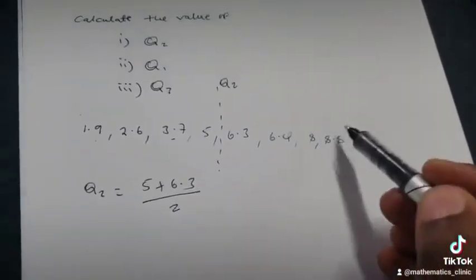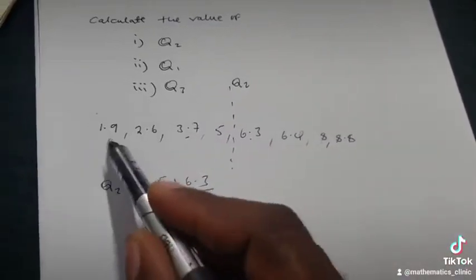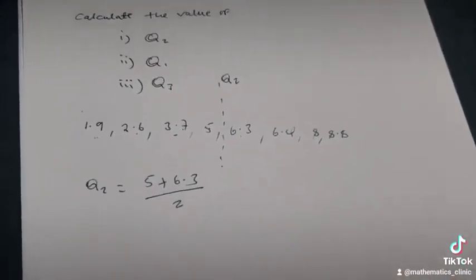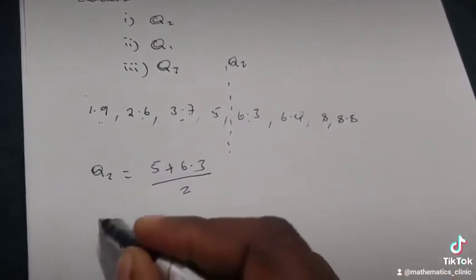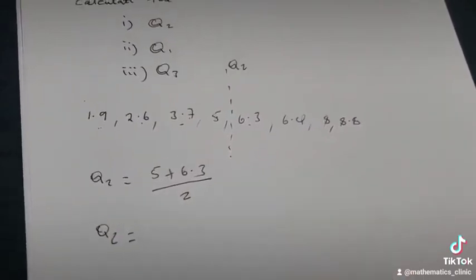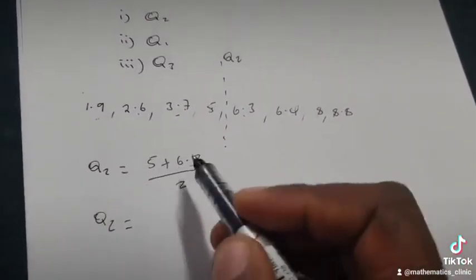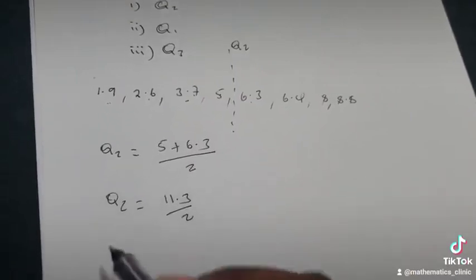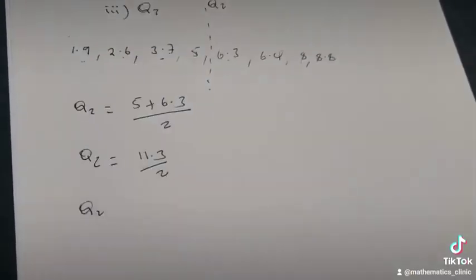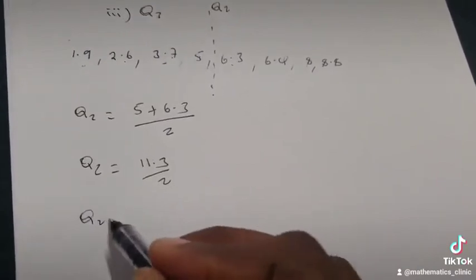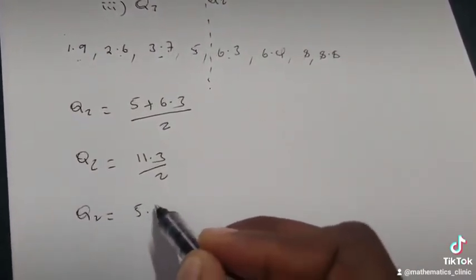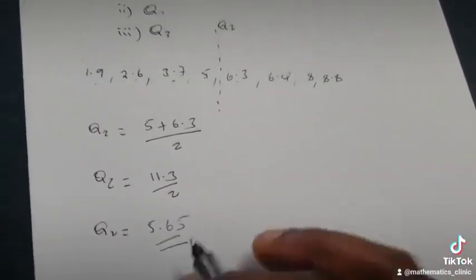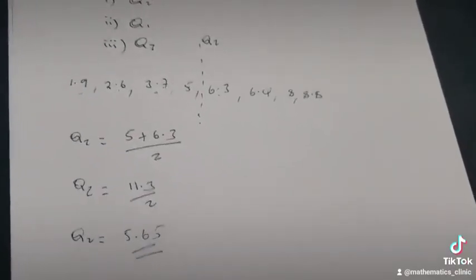Because now we have 1, 2, 3, 4 here, and 1, 2, 3, 4 here, they have been divided into 2 halves. So our middle quartile is equal to 5 plus 6.3, which is 11.3 over 2. So Q2 will be 5.65. Yes, this is our answer for the middle quartile.